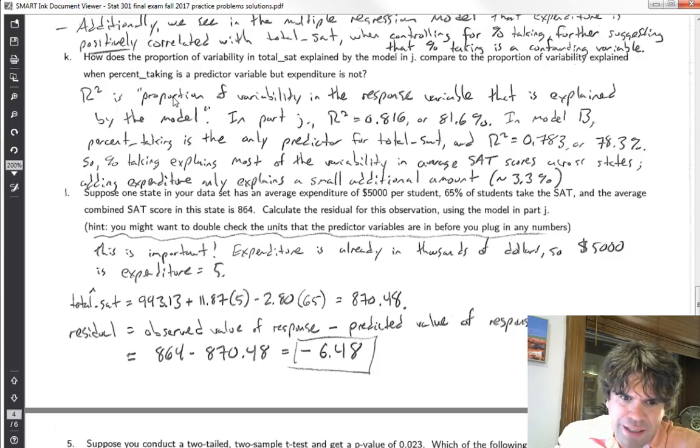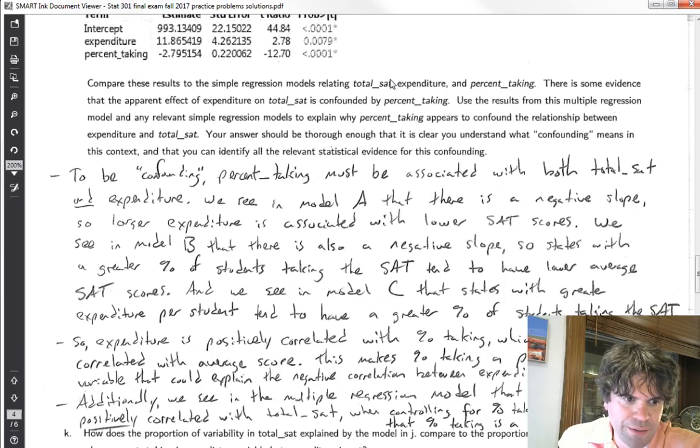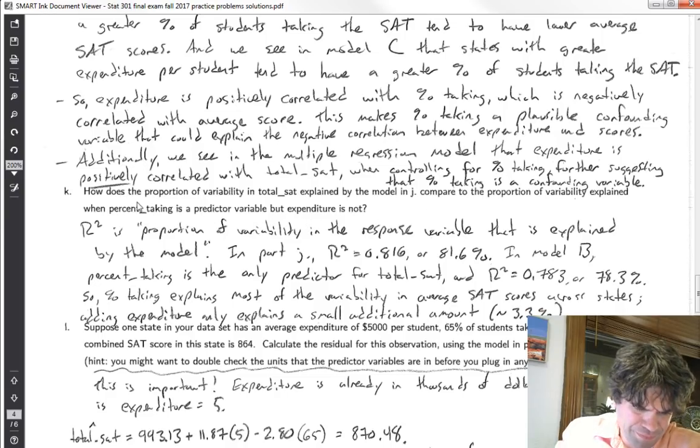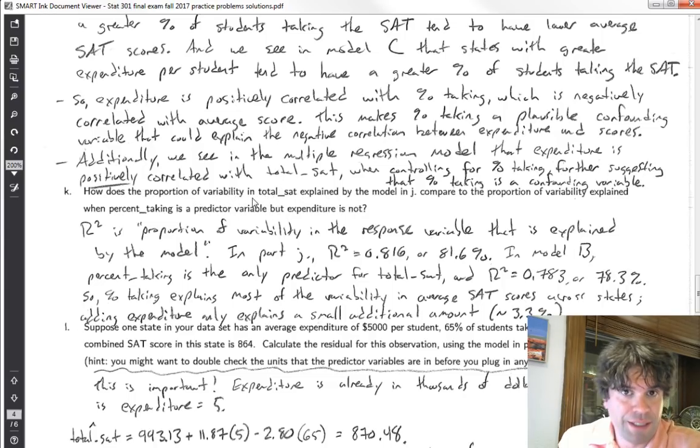This is related to the previous question. How does the proportion of variability in total SAT explained by the model in J, which is this, compare to the proportion of variability explained when percent taking is a predictor variable but expenditure is not? So this whole thing about proportion of variability in total SAT explained by the model. Total SAT is the response variable.